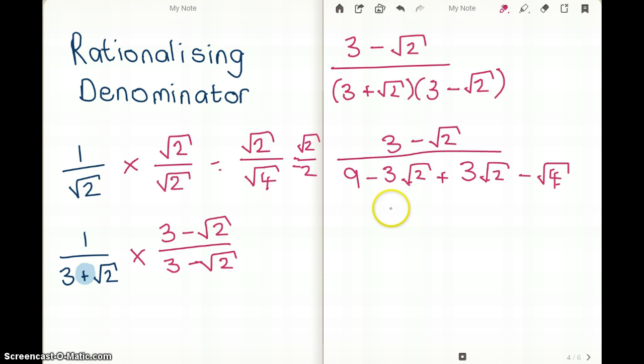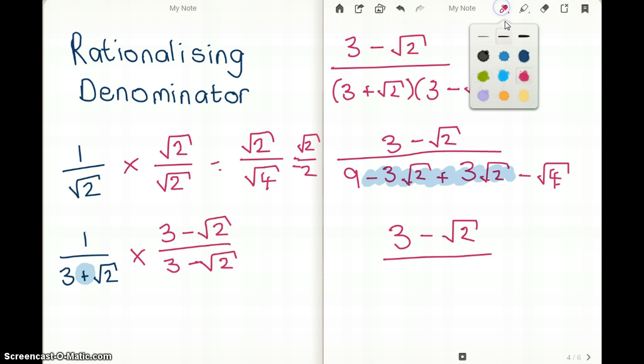So, rationalize the denominator. The top is staying as 3 minus root 2. And if you've done this correctly, when you now look at the bottom, these bits here should always cancel out. That's why you've chosen one positive, one negative. So minus 3 root 2 plus 3 root 2 will give you 0. And 9 minus the square root of 4, well, the square root of 4 we know is 2. So 9 minus 2 gives us an answer of 7 on the bottom.